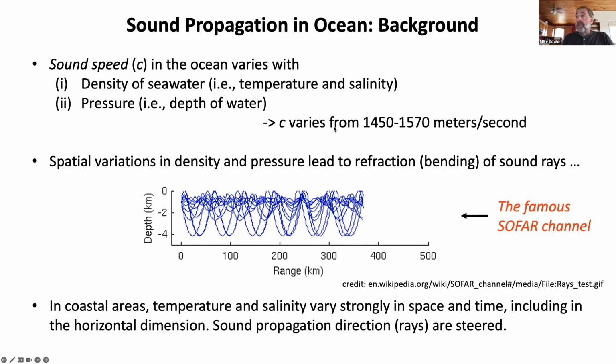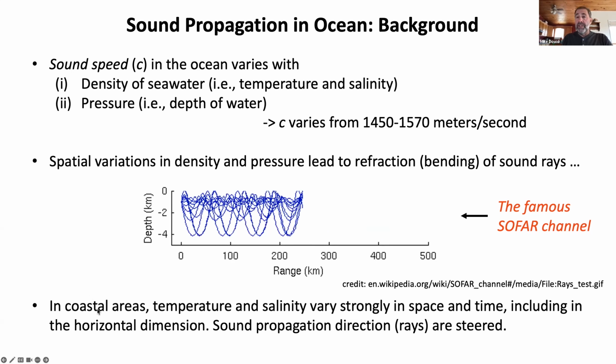And the speed is typically 1,500 meters a second, but there's some variation within this. One thing that happens is when you have variations in density and pressure, you can get bending of the sound rays. And of course, the famous illustration of this is the SOFAR channel, the sound fixing and ranging channel, which allows long distance communications at about 1 kilometer depth due to the waveguide that's provided by the ocean.